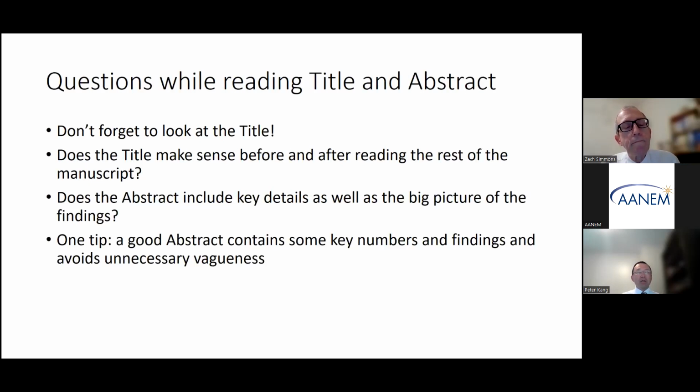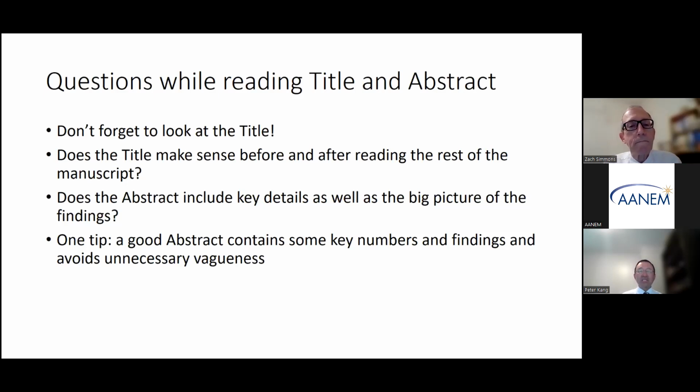So I always ask myself questions when I'm looking through a manuscript, and sometimes I overlook the title and I have to go back and take a look at it, but that's something that's sometimes easy to overlook. And so don't forget to look at the title. There are occasionally times when I think a manuscript's great, and then I look at the title and I think that doesn't quite match what the manuscript is saying. So you want to take a look at that.